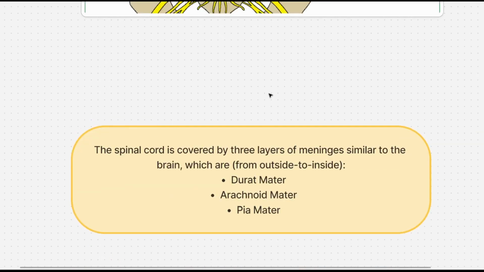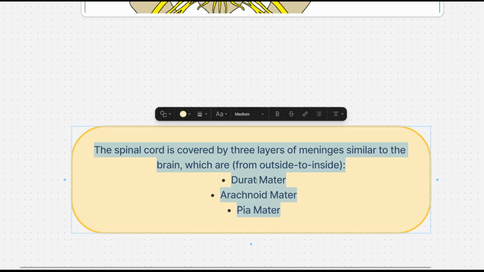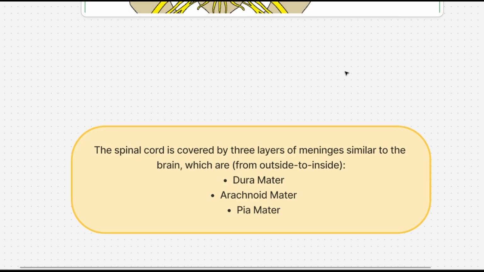Now, this is an important part relating to the meninges. You might be familiar with the meninges of the brain, which the brain is covered by these layers, the dura mater, arachnoid mater, and pia mater. Sorry, there's a typo here. These are three layers that cover the brain, and the same layers actually cover the spinal cord.